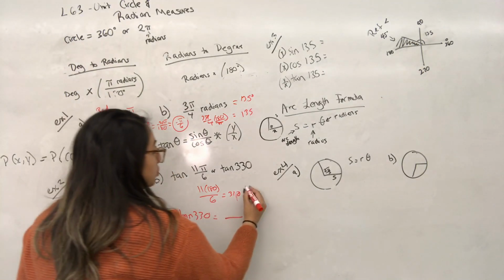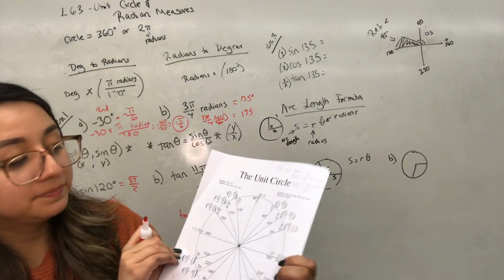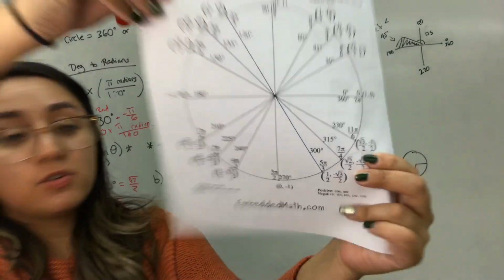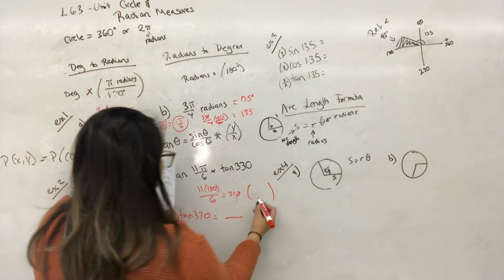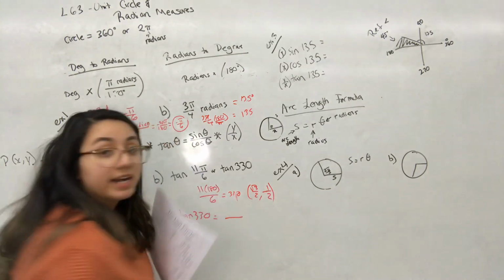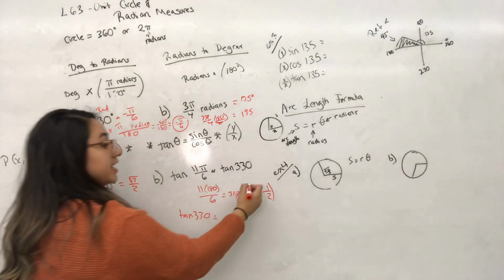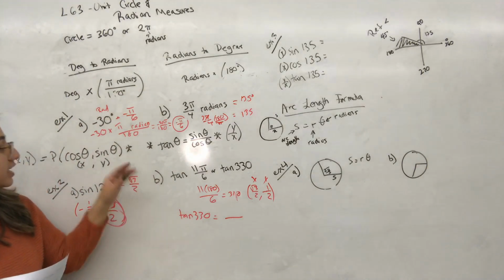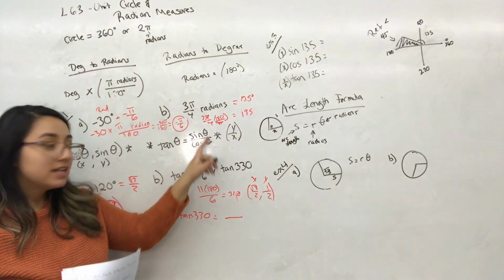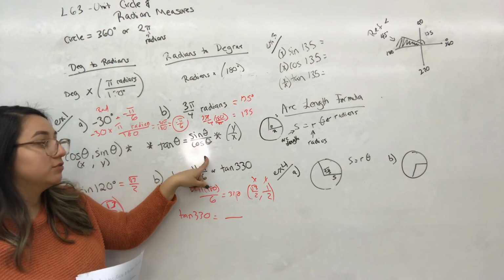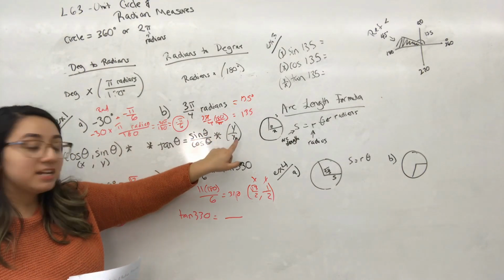So if I go to 330 in my circle, it's right here. I have these set of coordinates. So I'm gonna go ahead and write these down just to show you. So 330 is radical 3 over 2 and -1/2. This is x, this is y. According to tangent, we have to do sine divided by the cosine. So it's the sine of 330 divided by the cosine of 330, or y divided by x.